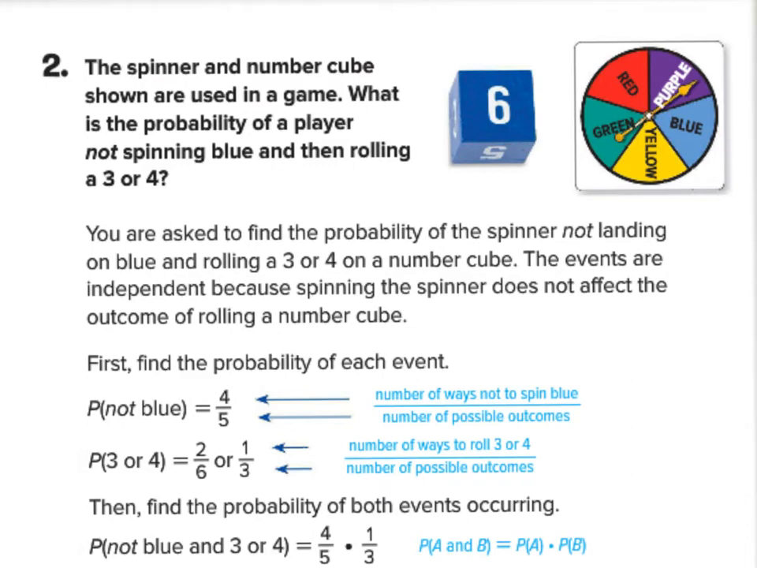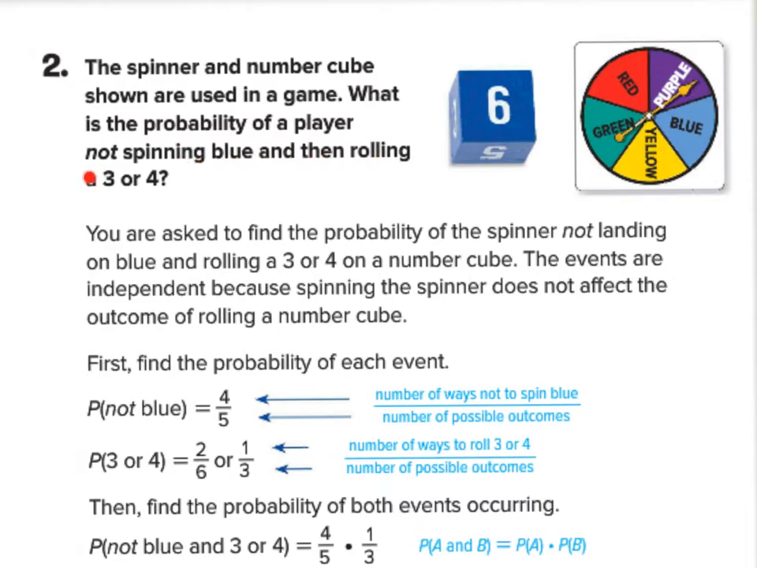Example 2. The spinner and number cube shown are used in the game. So we have our spinner and our number cube. What is the probability of a player not spinning blue? So right here, not blue, but you can spin any of the other colors.